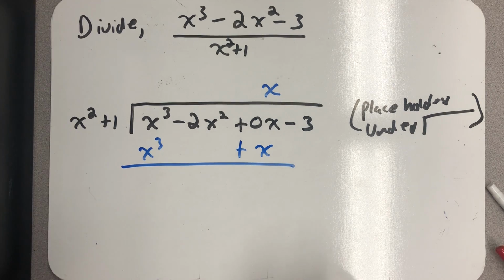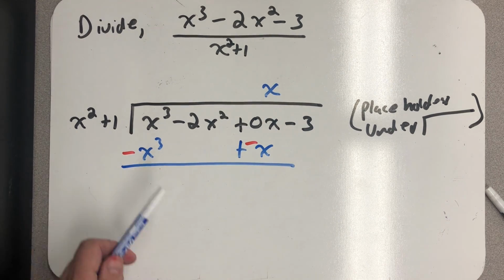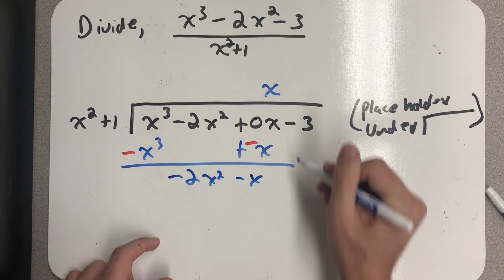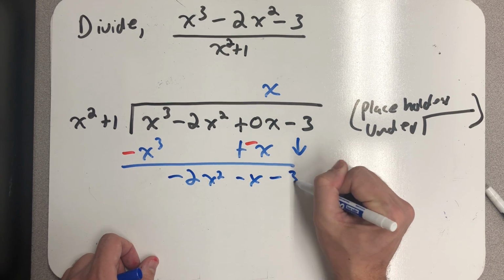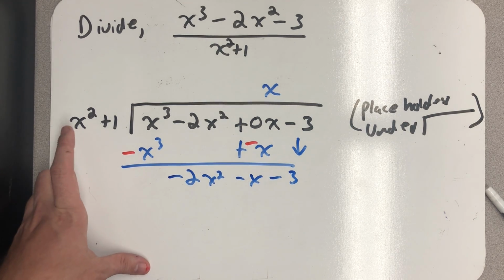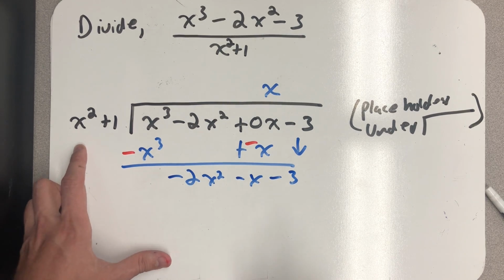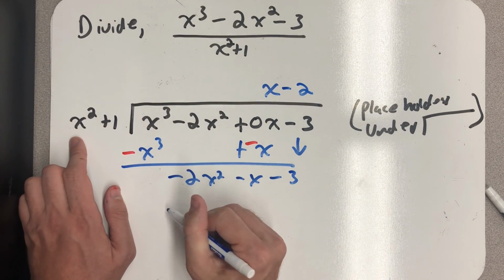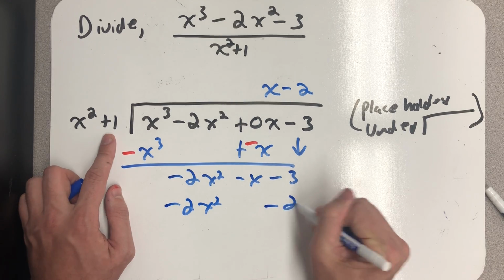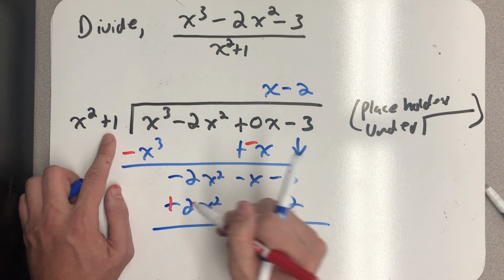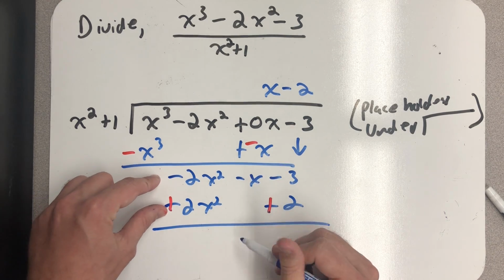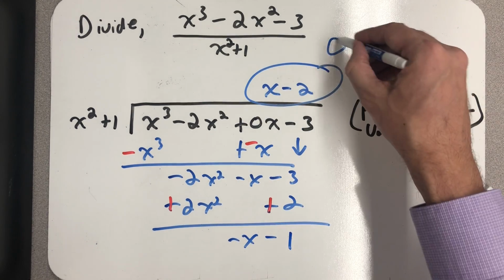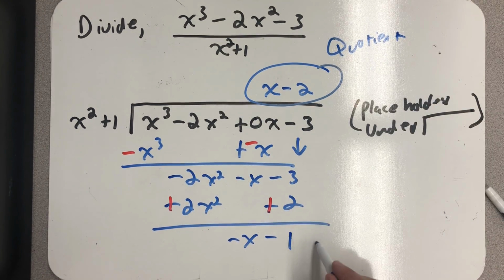I need to change all of my signs to subtract. These cancel off. When I subtract, I end up with that 2x squared minus x. And now I need to bring down the minus 3. I need to think about what I multiply x squared by to get that minus 2x squared. Well, that's going to have to be a minus 2. All right, so I end up with that minus 2x squared minus 2. And now I need to change all of the signs to subtract. These cancel out. I end up with a minus x and a minus 1. Here's my quotient. And here is my remainder.